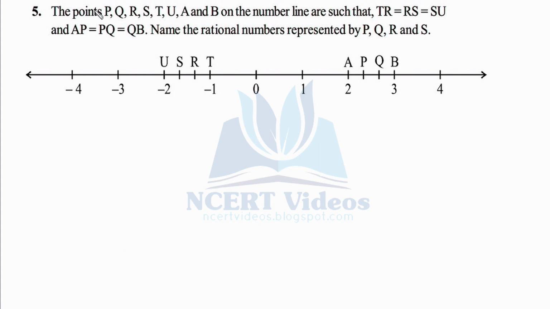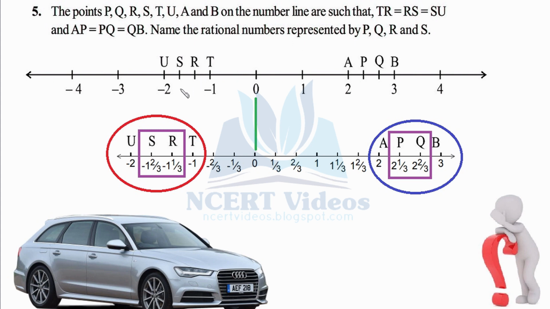Question number 5. The points P, Q, R, S, T, U, A and B on the number line are such that, so these are the points, they are equal, and TR equals RS and that equals SU, and AP equals PQ and equals QV. Name the rational numbers represented by P, Q, R, S. That is, you have to find the measure. According to the question, you have all these points equal.